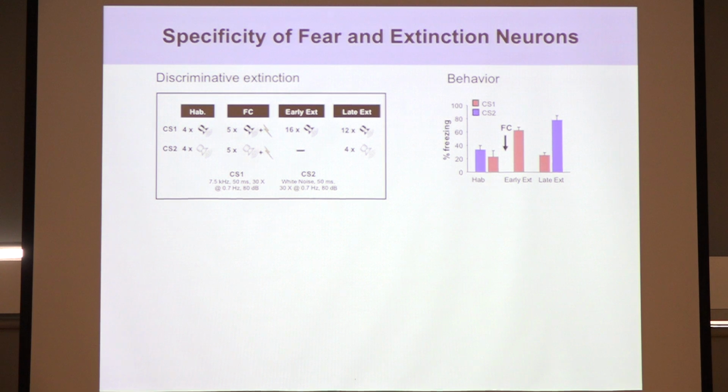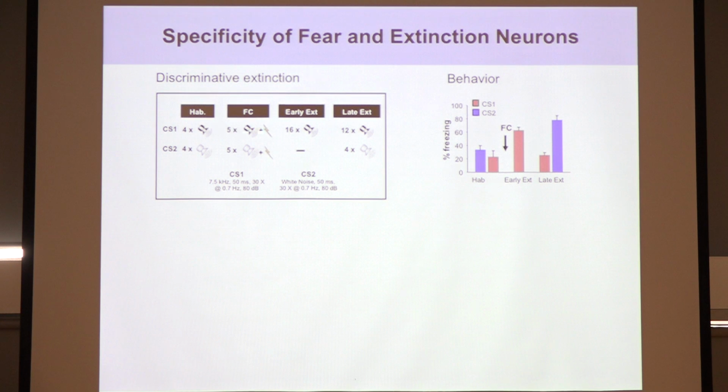Okay, so to address the specificity of fear and extinction neurons, we designed the following experiment. We performed a discriminative extinction. The question here was to know if the extinction and fear neurons belong to separate classes of neurons or if they are a continuum of the same class of neuron. So we conditioned animals to 2 different tones, the CS1 and the CS2. Both were associated with foot shock, but we only extinguished one.